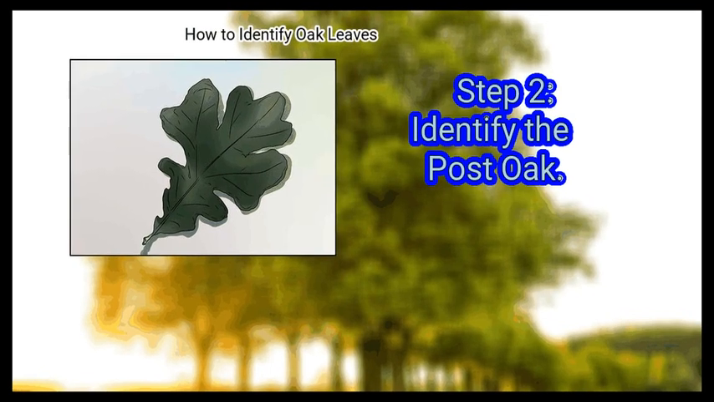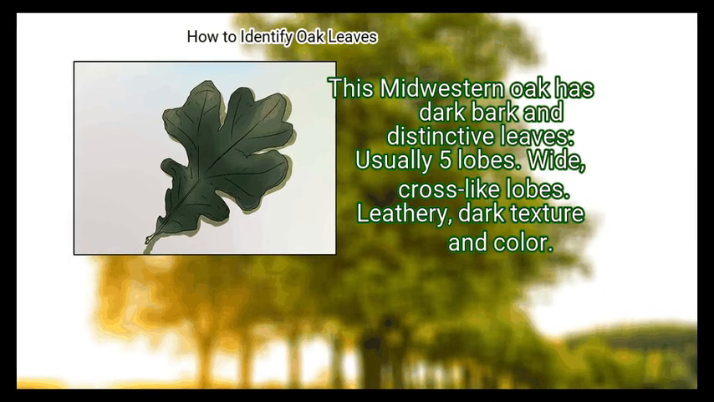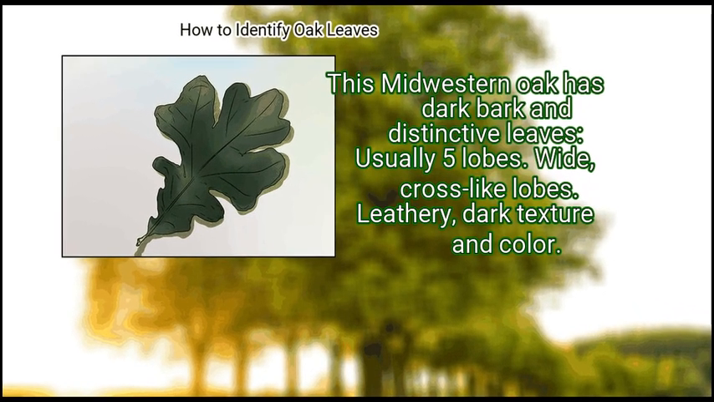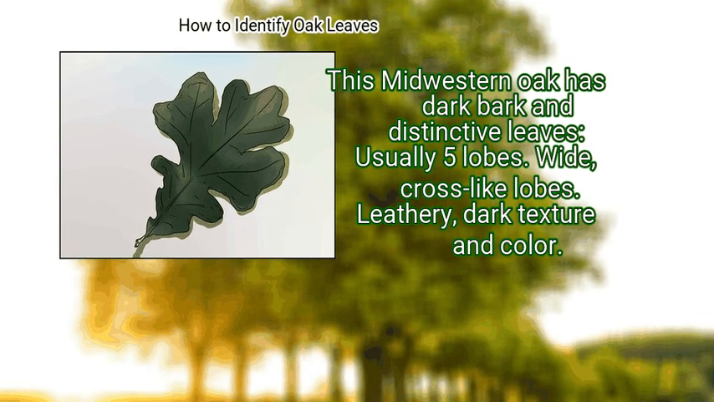Step 2. Identify the post oak. This Midwestern oak has dark bark and distinctive leaves. Usually 5 lobes. Wide, cross-like lobes. Leathery, dark texture and color.